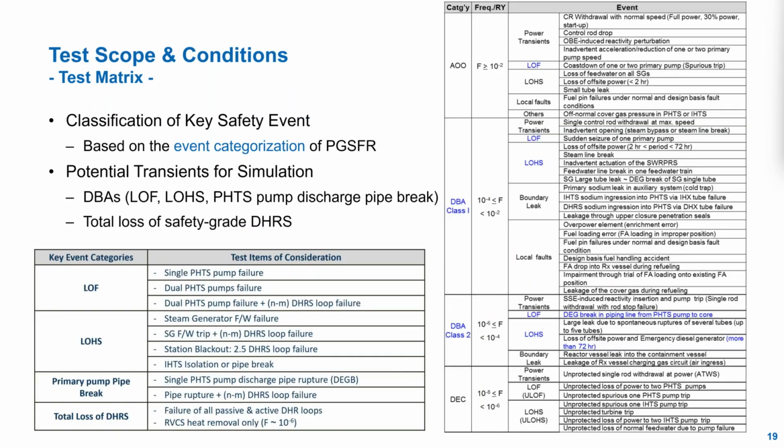When we were thinking about the concept of the experiment, we started with identifying what will be tested. So the very first step was to look over the safety event categorization of the reference reactor. From there, we were able to determine the scope of test, which includes most of the DBAs plus total loss of DHRS. Next slide, please.